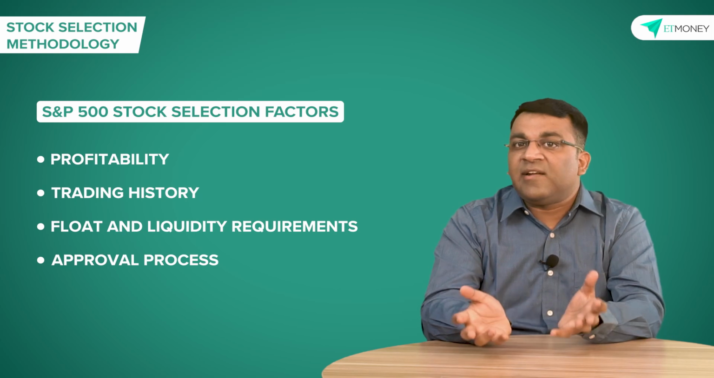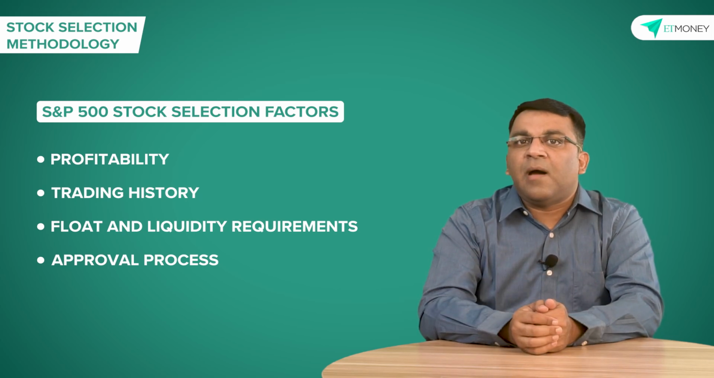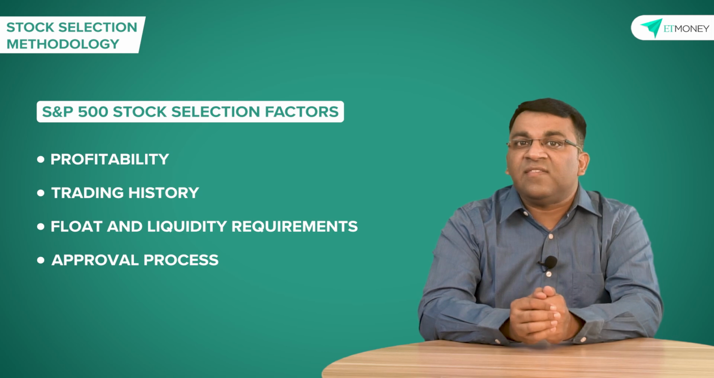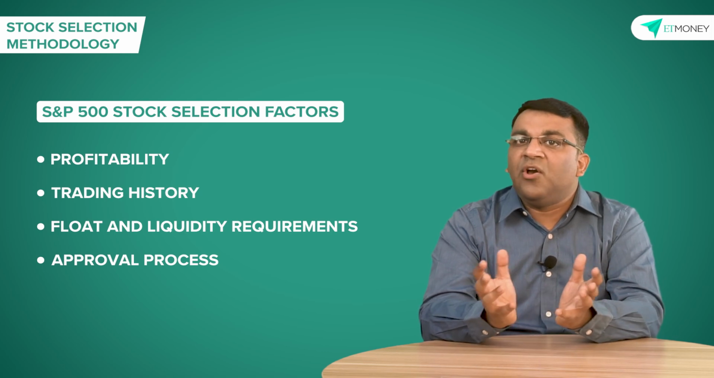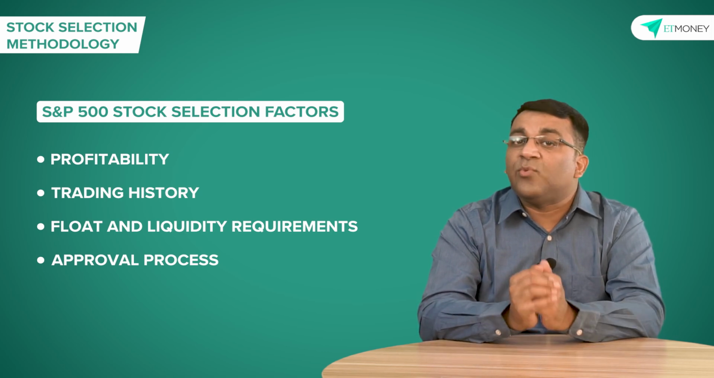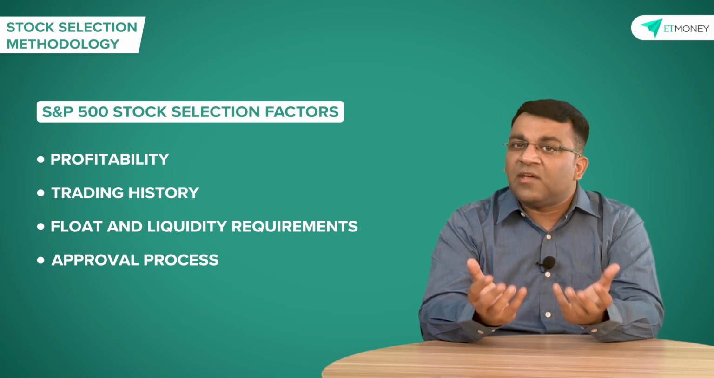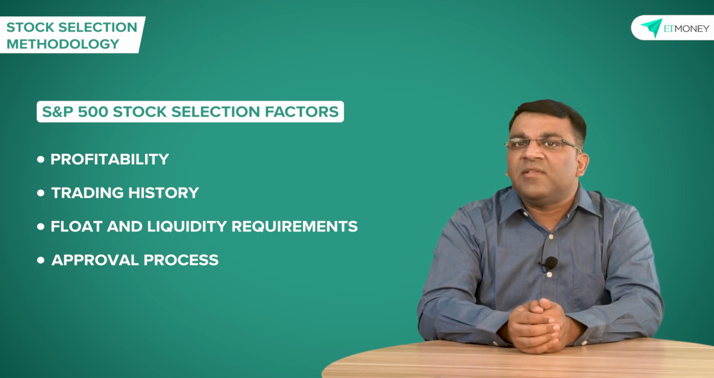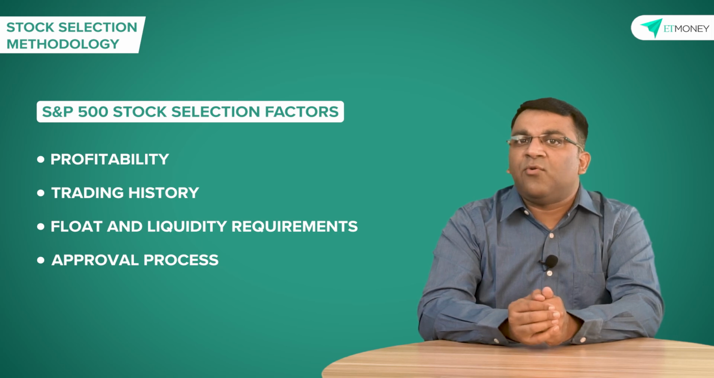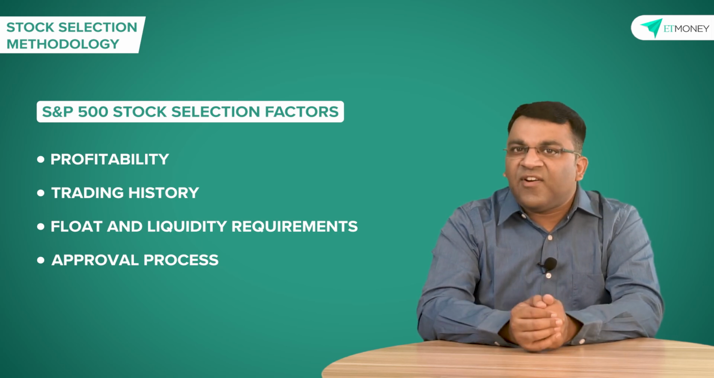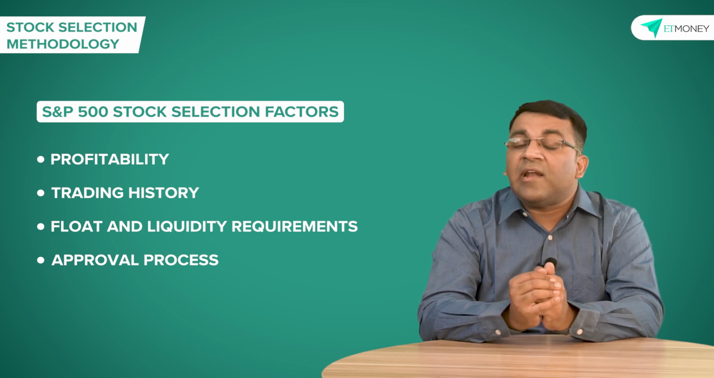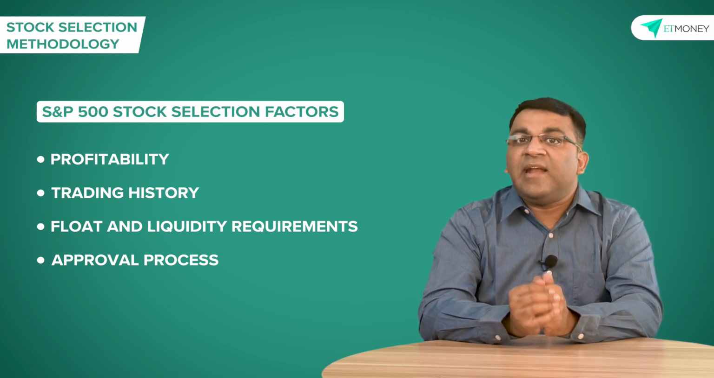So while the market capitalization is a very important variable to the index, there are some other factors that also go into the selection of stocks for the S&P 500. For instance, profitability matters, and barring a few exceptions, companies must be profitable to get into this index. Companies that have recently gone public via an IPO must have at least 12 months of trading history. There are also some float and liquidity requirements which keep out low public shareholding or thinly traded stocks. And finally, the selection of companies goes through an approval process which is conducted by an index committee.